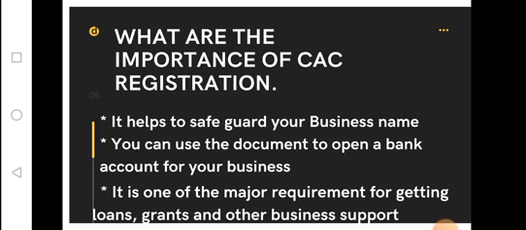So you must have a bank account that can track all these records of your income and your expenses. And so you have to open a corporate account.